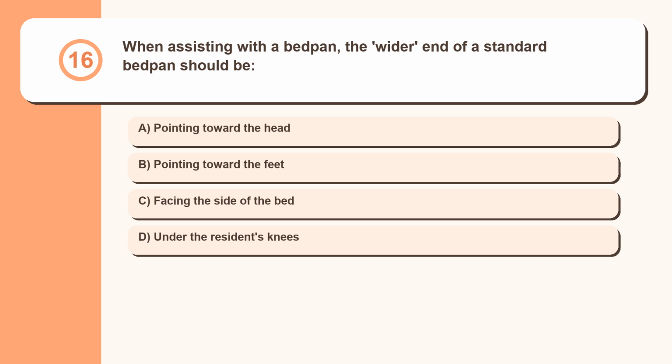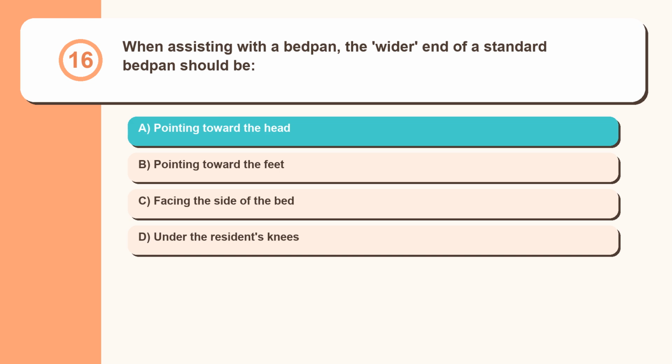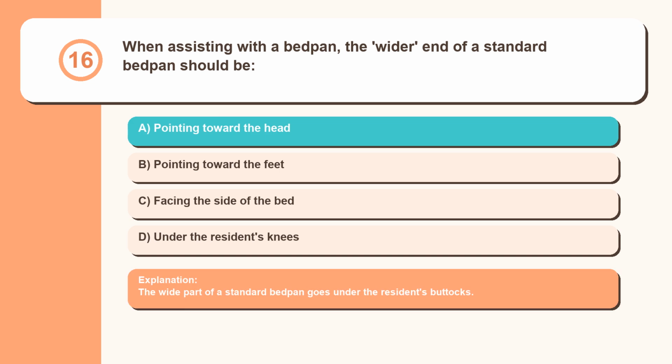Question 16. When assisting with a bedpan, the wider end of a standard bedpan should be pointing toward the head, pointing toward the feet, facing the side of the bed, under the resident's knees. The wide part of a standard bedpan goes under the resident's buttocks.